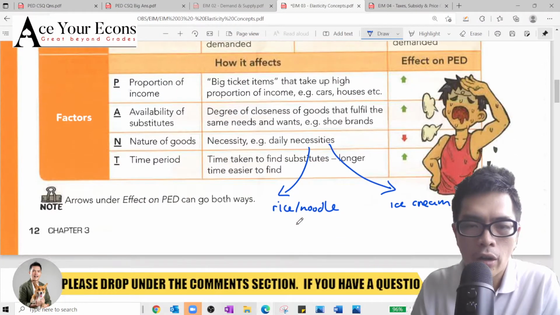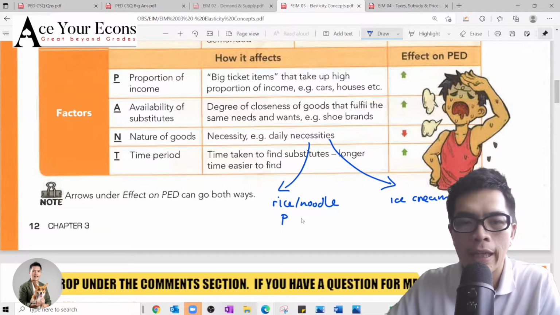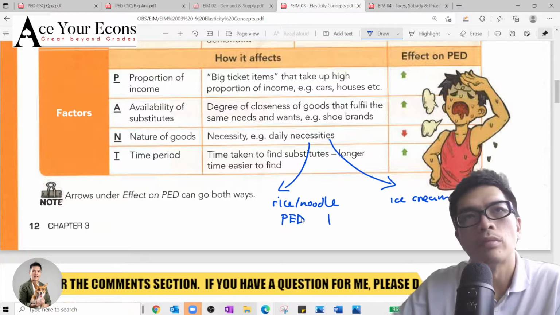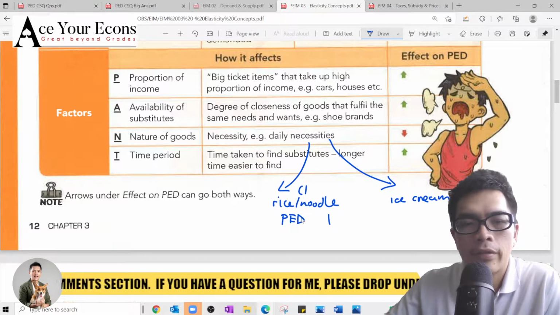And therefore, we can quickly ascertain for rice and noodle, what should be the size of PED? Greater than or smaller than 1? Type it out. If they are insensitive.